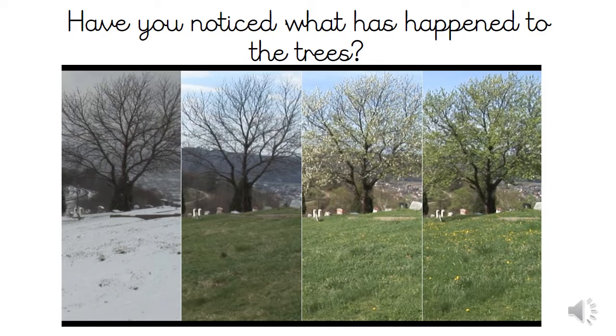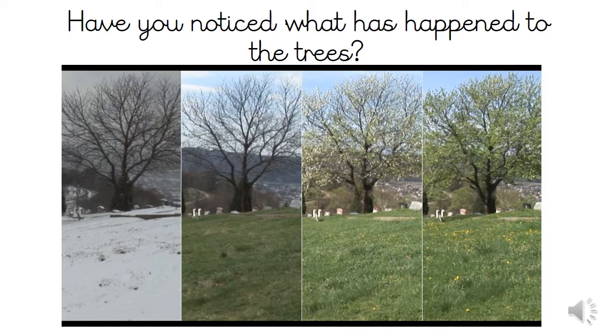Now let's look at the last picture. The last picture is a little bit different. The tree looks different. Can you spot the difference? Yes, the tree in the last picture hasn't got the blossom anymore, but it's got lots and lots of lovely green leaves. So this is where, after all the blossom falls off, spring is starting to turn into summer. And what can you spot in the grass? There's lots of dandelions now, isn't there?